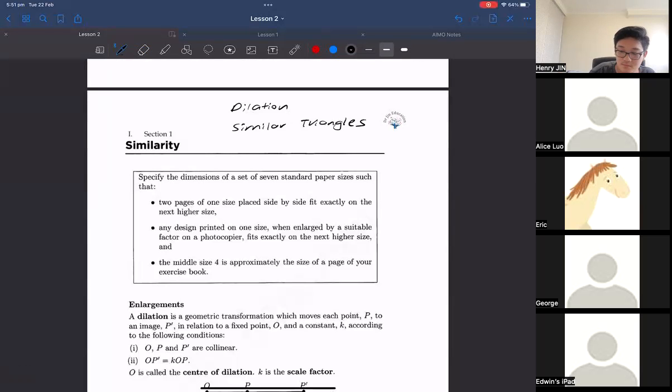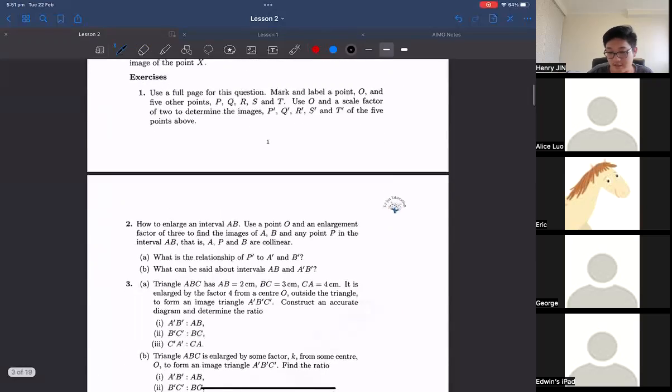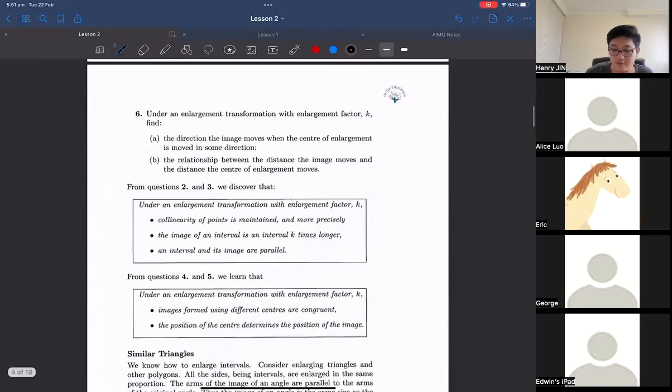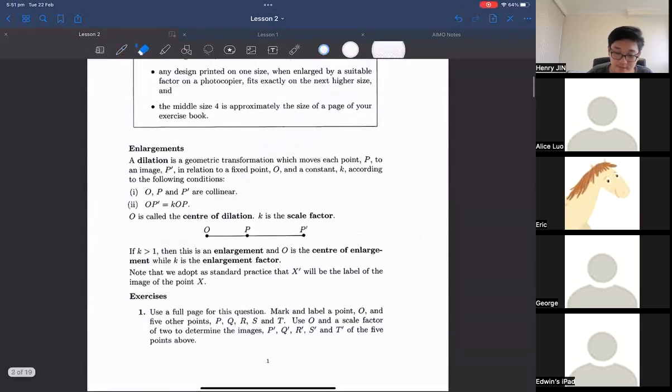Okay, so first section of dilation, I won't ask you to do any of these exercises. They're all summarized into these boxes, so we'll just go through that and move on. Okay, so what is a dilation?